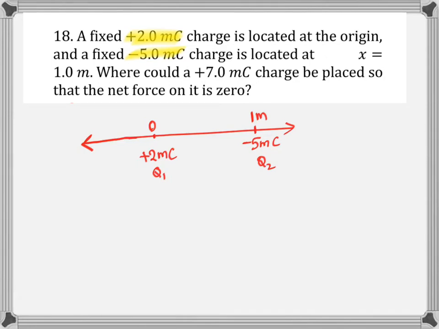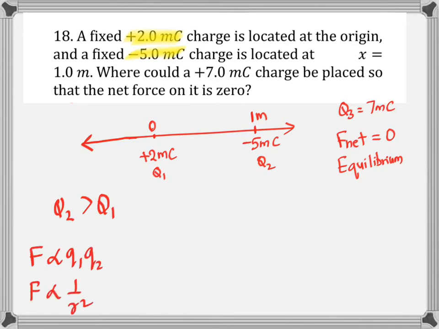I'm going to name the two charges Q1 and Q2. The question is asking where a positive 7 millicoulomb charge could be placed so that the net force on it is 0. So let's assume that is Q3, which is positive 7 millicoulomb, and the net force on Q3 must be 0. That means Q3 is in equilibrium.